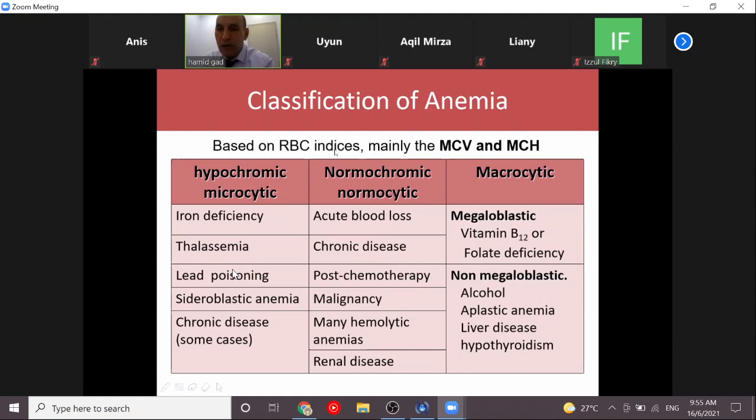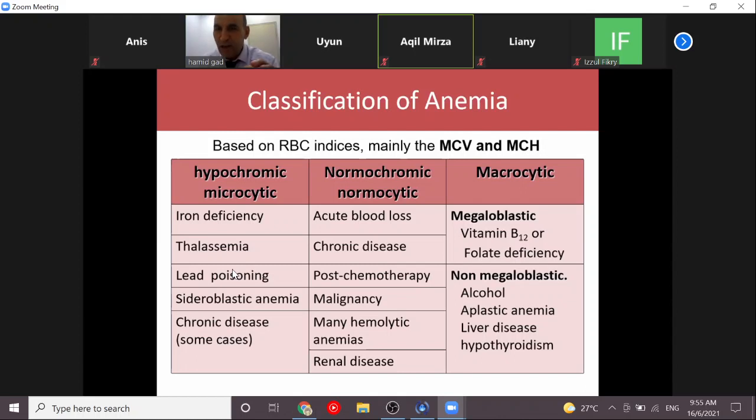Clear? Now we go to the second type of anemia, called normochromic normocytic. So what is normochromic normocytic anemia? Normal RBC, but hemoglobin is low. Once you say anemia, it means hemoglobin is low. Normocytic, normochromic is not describing the hemoglobin. It is describing the red blood cell, its size and its color.